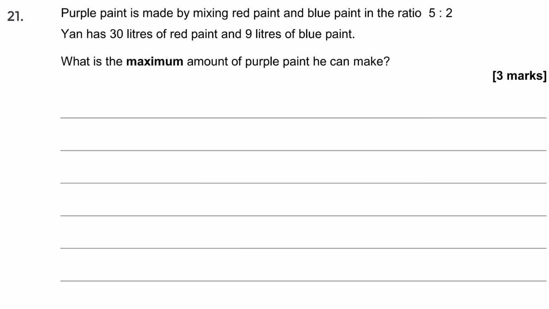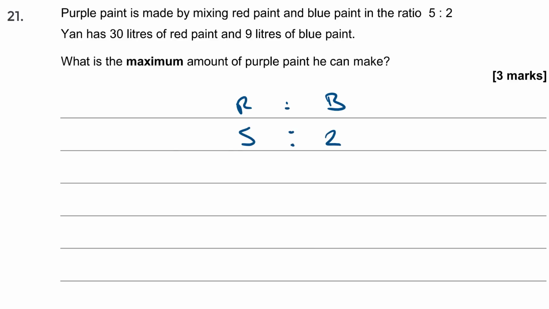Purple paint is made by mixing red paint and blue paint in a ratio of 5:2. Jan has 30 litres of red paint and 9 litres of blue paint. What is the maximum amount of purple paint she can make? Okay, so the ratio of red to blue needs to be 5:2.